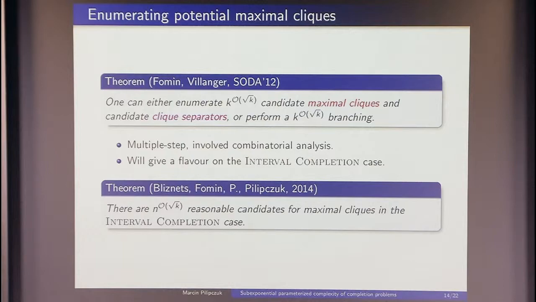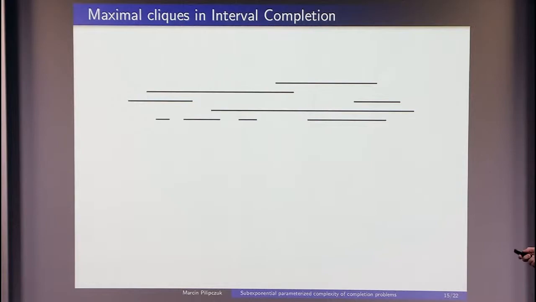Okay, so let's look at the interval graph. This is an interval graph. There are intervals, every interval is a vertex, and if two intervals overlap, there's an edge between the vertices in the graph. And a maximal clique is something like this: when some interval starts and then some vertex ends, this is a maximal clique in the interval graph.